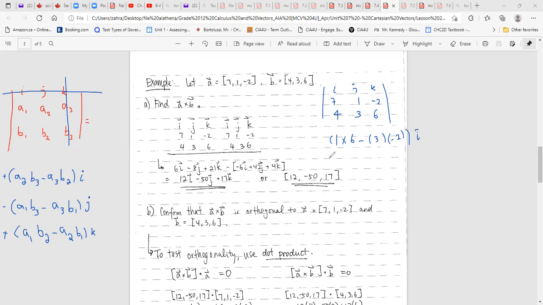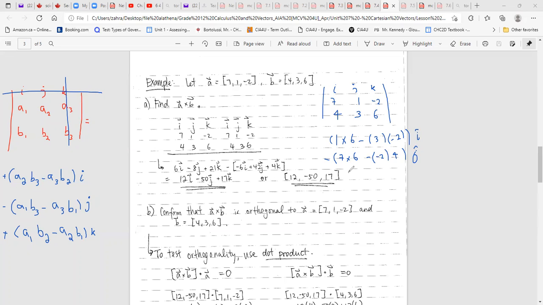For the J component, you have a negative in front of that. So you cover the column and row it belongs to, and it's going to be 7 multiplied by 6 minus 4 multiplied by -2. Here is J hat, and if you do that, the J hat component is going to be negative 50, right?